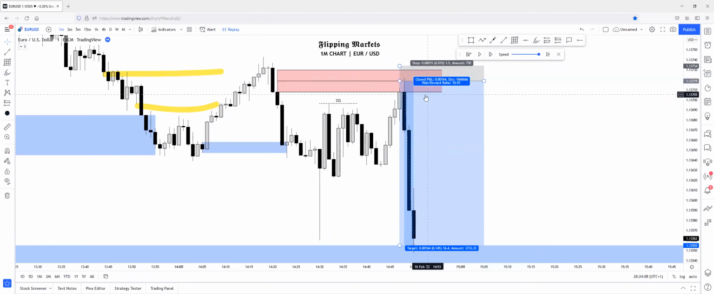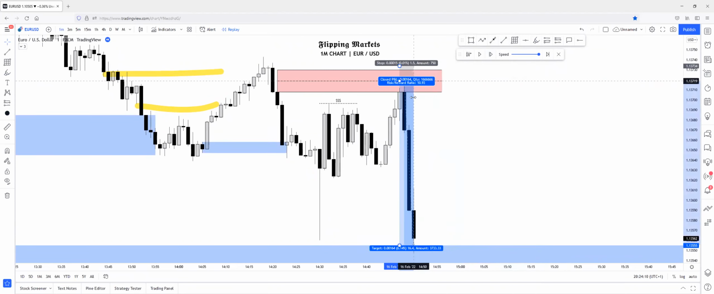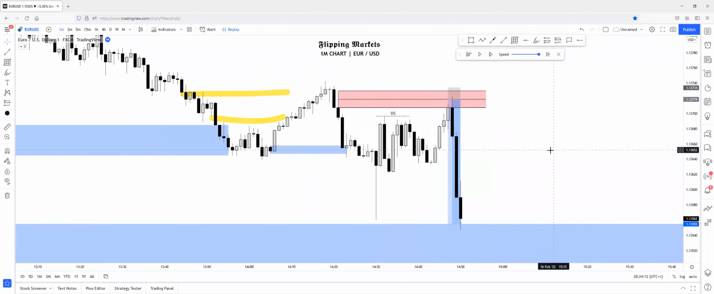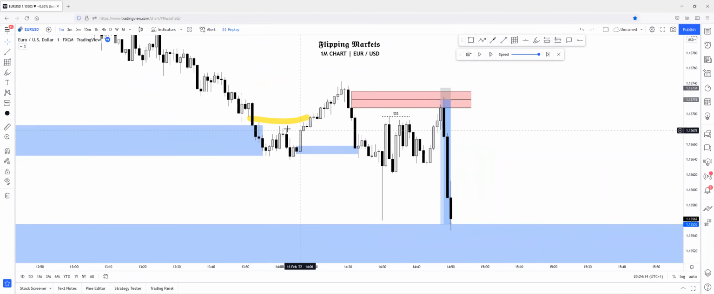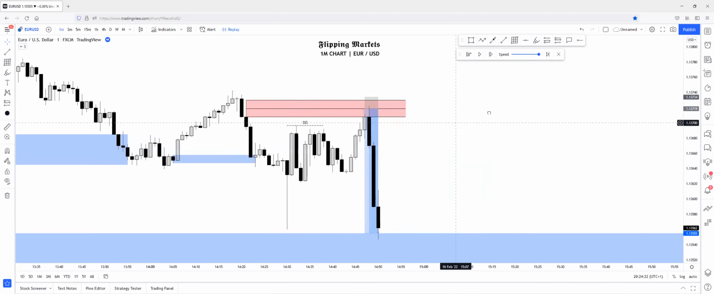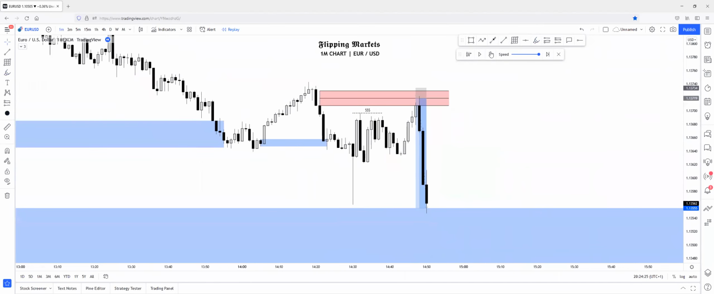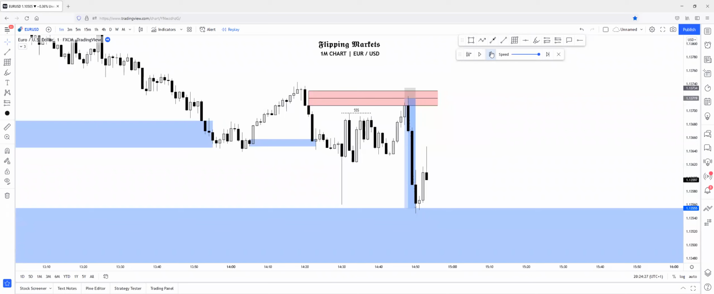Okay. So this is a 1-to-11 risk-reward ratio trade, and we booked 11% profit in just 3 minutes. As you can see, 3 one-minute candles. This was a 3-minute 11% trade. Perfect. So let's continue. What can we see?